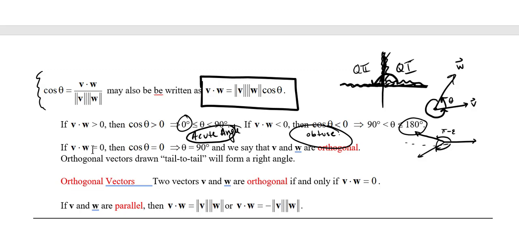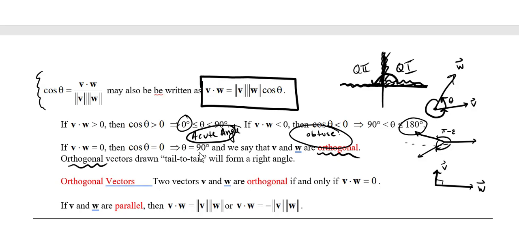Now, if the dot product is 0, they're neither acute nor obtuse. That means cosine would have to be 0, right? Because neither of these magnitudes are 0. So if this side's 0, it must be because of the cosine factor. So if the dot product is 0, the cosine of theta must be 0, which means we have a 90-degree angle. In this case, we say the vectors are orthogonal. Something like this. That's a pair of orthogonal vectors.